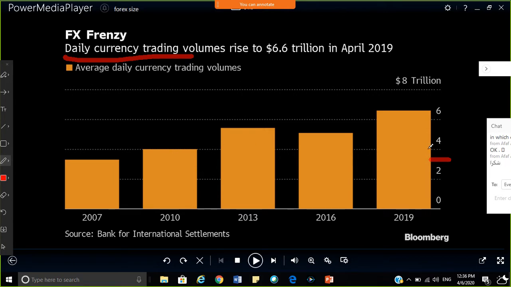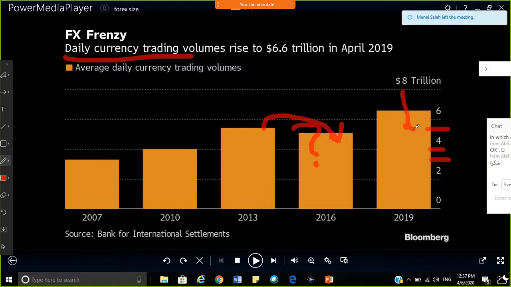In 2010, it increased to 4. In 2013, it again increased to about $5 trillion. In 2016, there was a drop. So, it is up to you to find out the reason. We cannot do everything. Why did it fall from 2013 to 2016, these 3 years? Was there anything special that resulted in the downfall of currency trading during these 3 years? And between 2016 and 2019, what happened? You see, the trading has gone up to about $6.6 trillion as of April 2019.